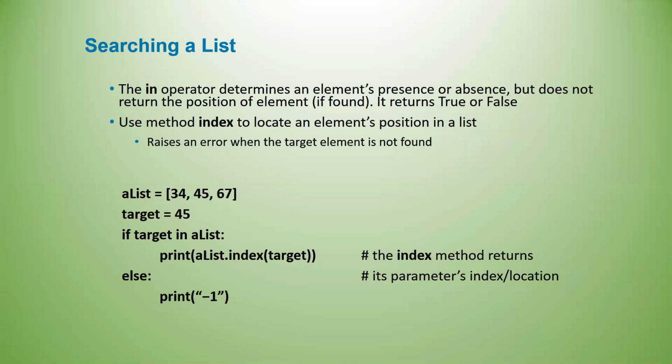Okay, search: the in operator. You already used it just now, everybody, right? You said if 7 in list. The in operator determines an element's presence or absence, but does not return the position of an element. So this is a list, and use the method index to locate an element's position in the list. Target is 45. If target in list, then print the index.